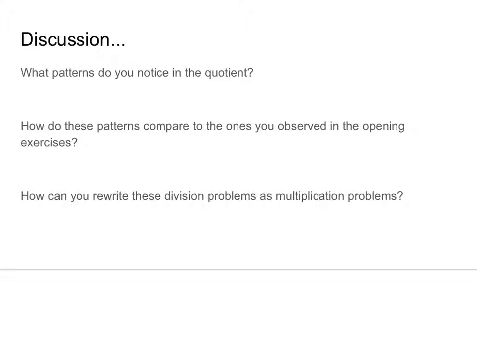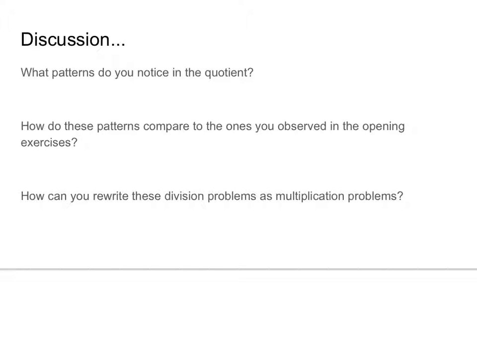Okay, what patterns do you notice in the quotient? How do these patterns compare to the ones you observed in the opening exercises? How can you rewrite these division problems as multiplication problems? So what patterns do you notice in the quotient? The terms are always added, and each term is a product of a power of x and a power of a. That means the terms are always added.